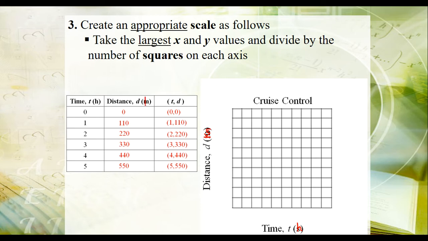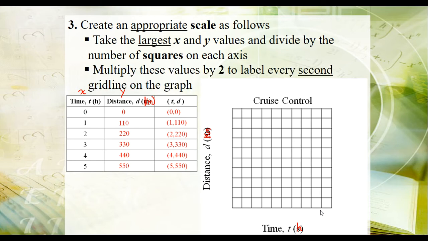Okay, so if we look at this data table, again, this is kilometers. This is your x variable, this is your y variable. So to create a scale, I want to take the biggest x variable and divide by the number of squares on that axis. Well, if you look here, how many squares are on the x-axis? 1, 2, 3, 4, 5, 6, 7, 8, 9, 10. I intentionally gave a grid that is 10 by 10 just because it's very easy to use.